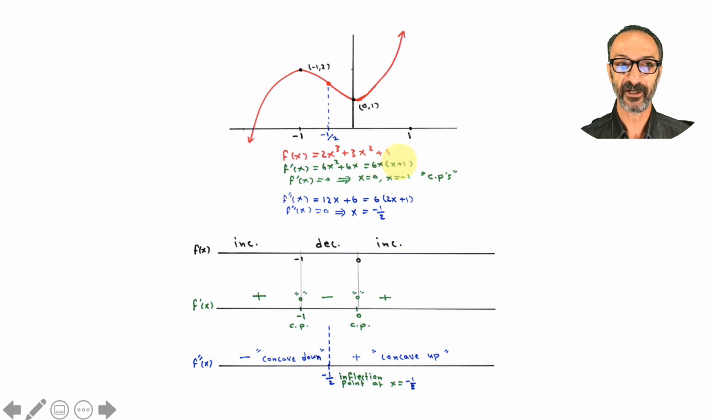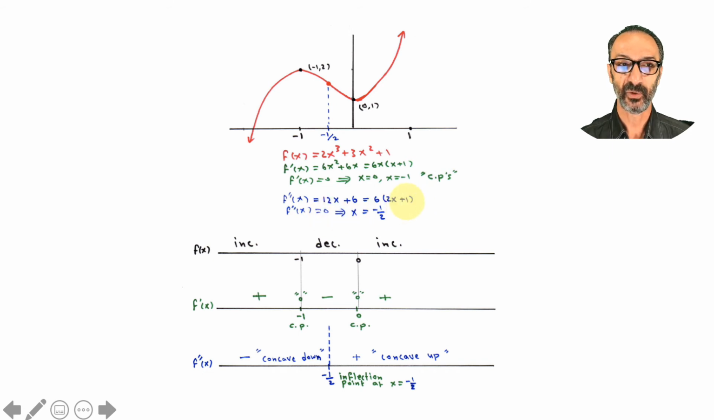By looking at the factored form, I have 0 and -1. So we call these critical points. While we are at it, let's find f double prime. F double prime from here will give you 12x plus 6, which is right there. Factor 6 out, I get 6 multiplied by 2x plus 1. Set it equal to 0.